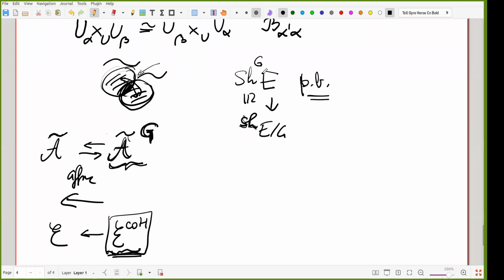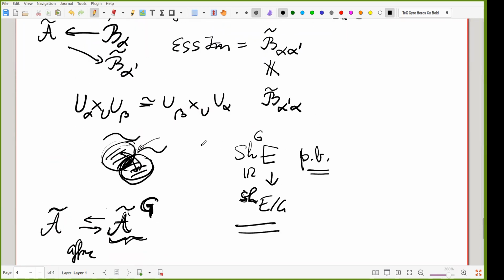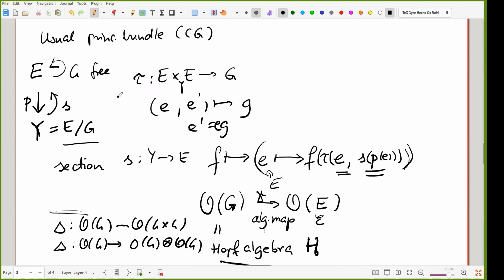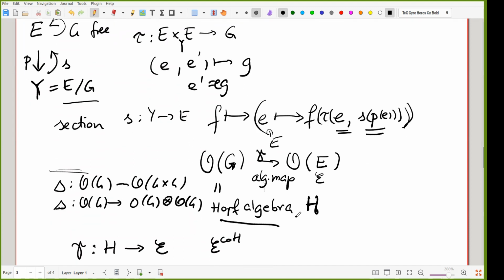That's a standard thing. So you put this as a definition, plus you require that in the algebraic situation the original inclusion is affine, and then you call this a principal bundle. Now let me remind you that in the classical case, if everything was affine, I also had this gamma. Gamma was a map from a Hopf algebra to the total algebra of the bundle.